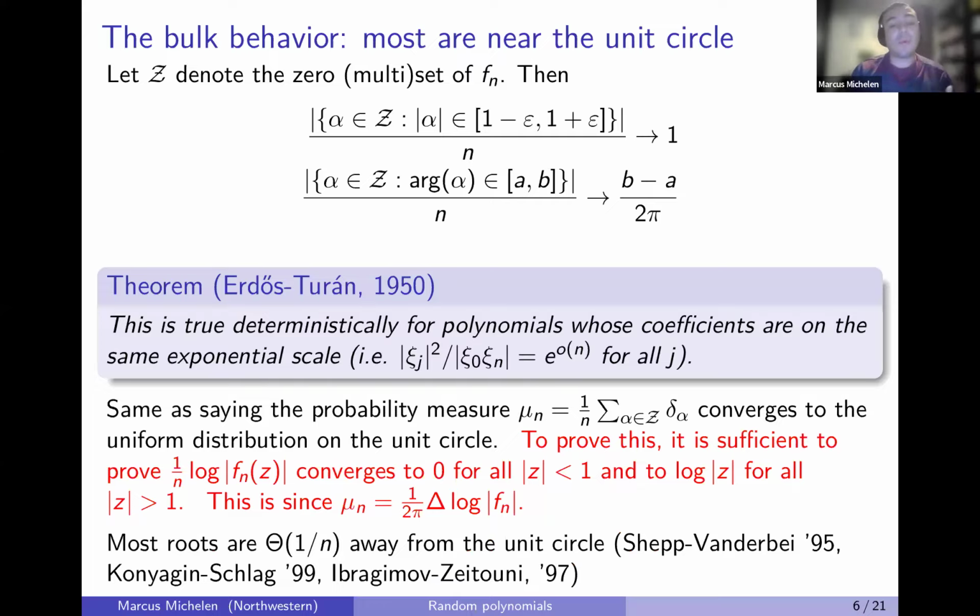Now, we can also talk more quantitatively about how far away most of the roots are, and most of the roots are big theta of 1 over n away from the unit circle. And here we really mean big theta, so if I look within a small constant over n, I'm going to get only 1% of my roots there, and if I make it 10 billion, I'm going to get 99%, for sufficiently good 1% and 99%. So this was proven in a line of work by Shepp and Vanderbei for Gaussian coefficients, Ibragimov-Zaporozhets for more general coefficients, and Konyagin and Schlag proved some other properties related to this problem.